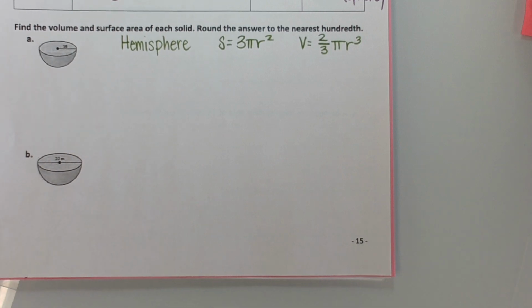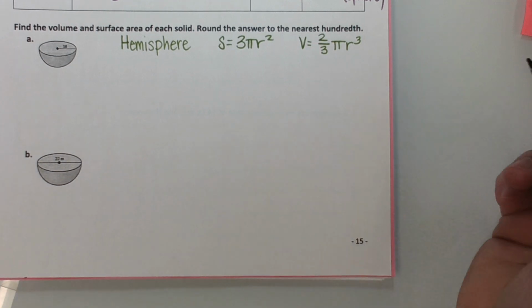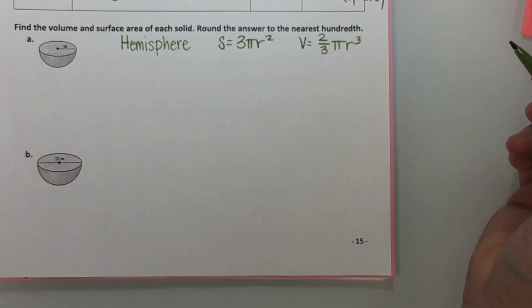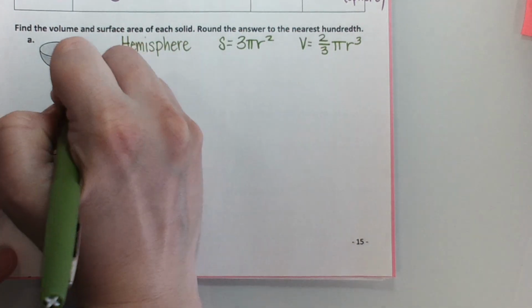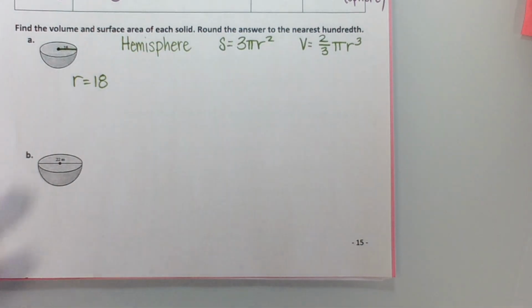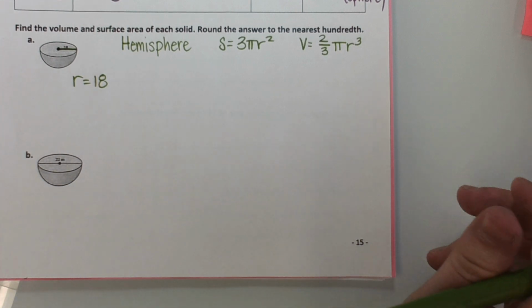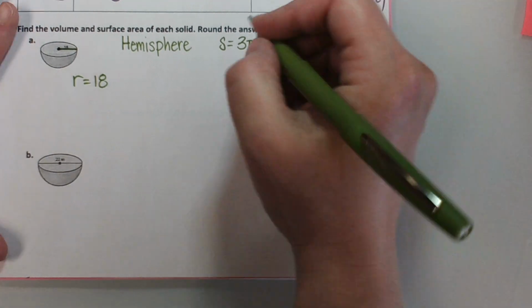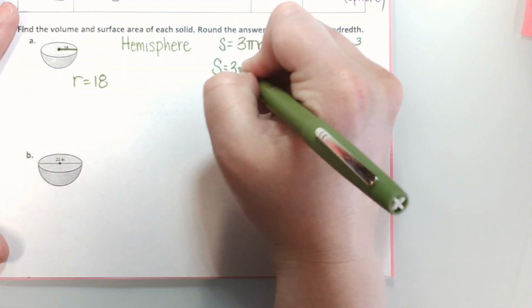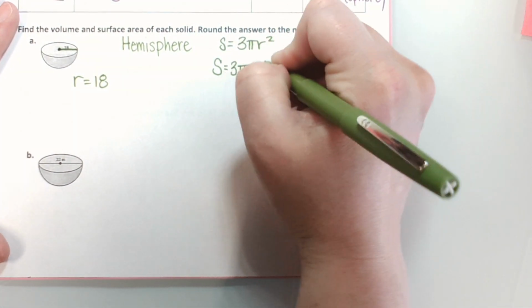Haley, what's our radius? 18. That does go from center to edge, so that is the actual radius. Once you identify the radius, what do you do? You plug it in.